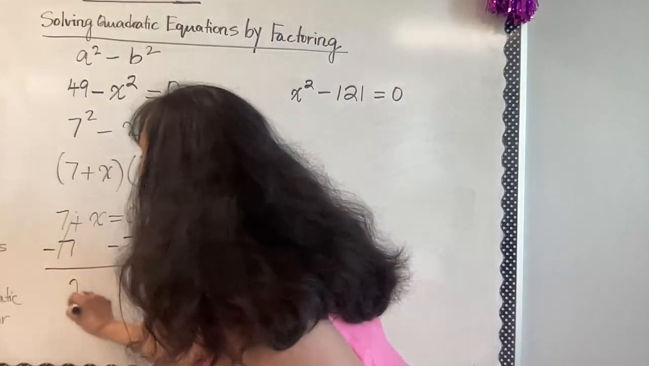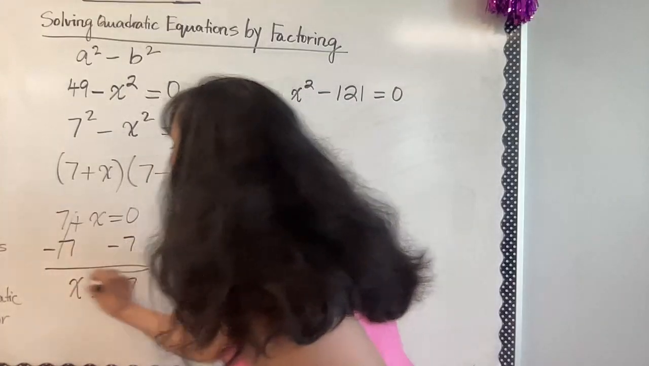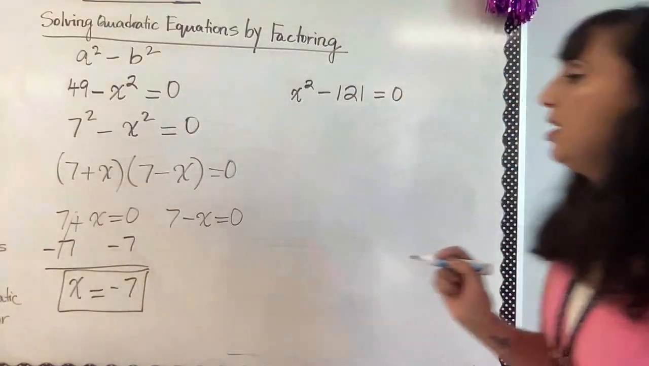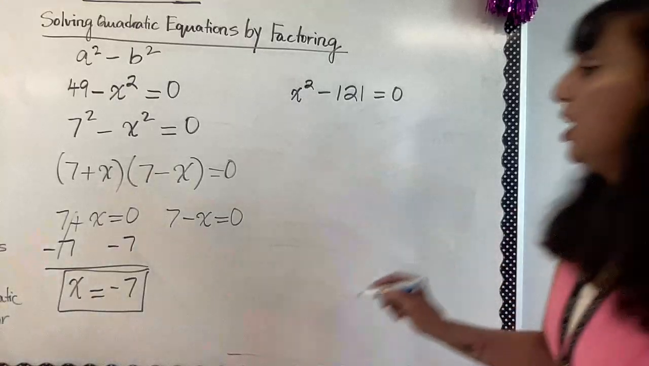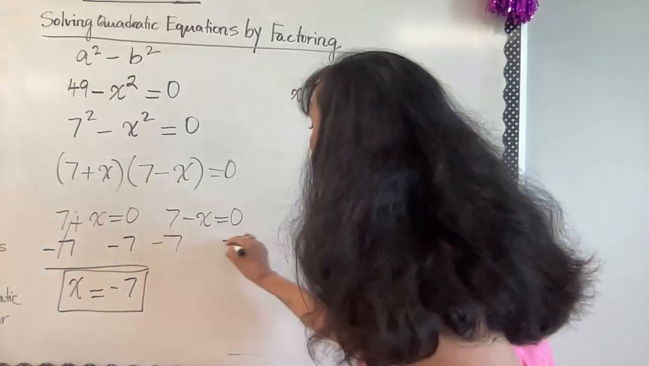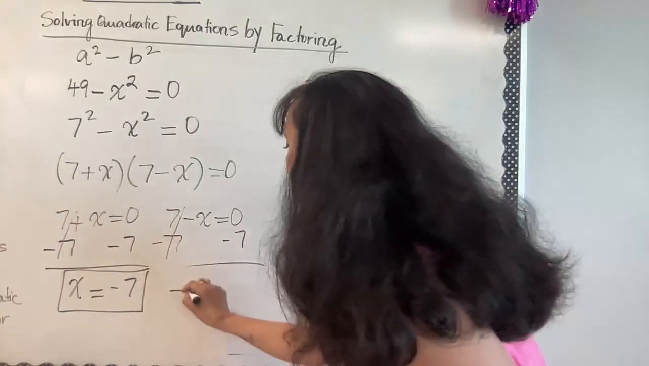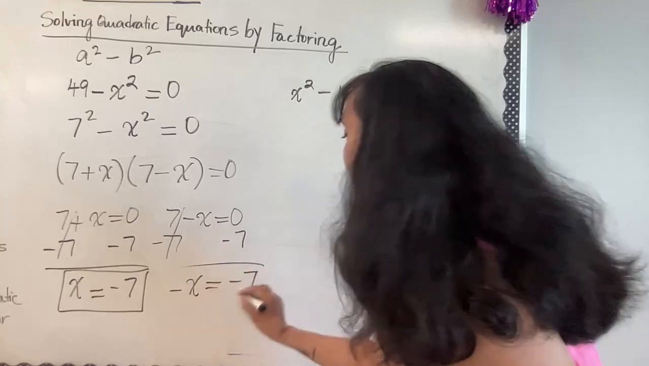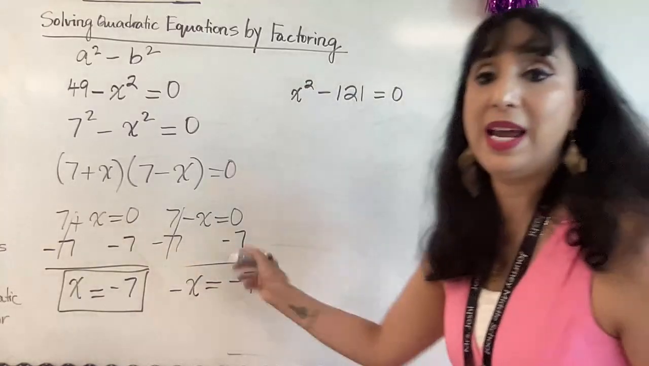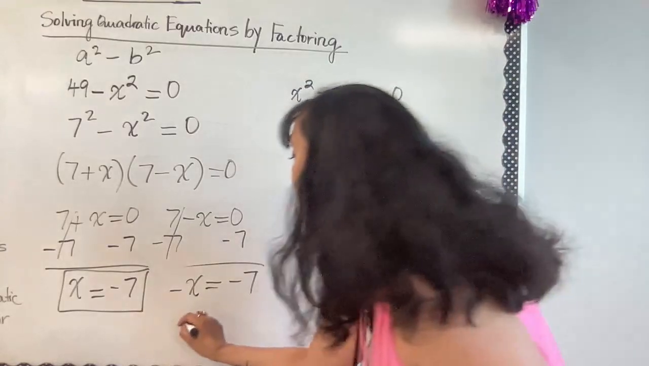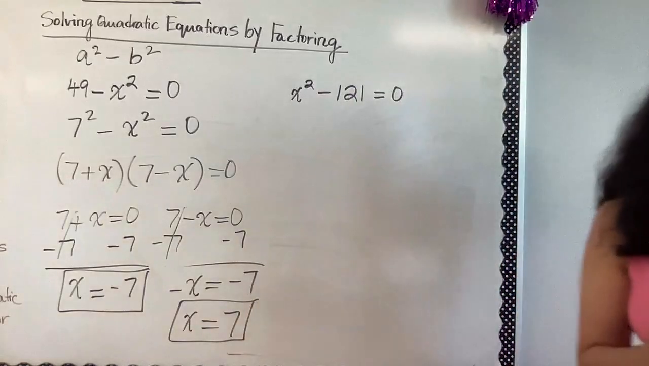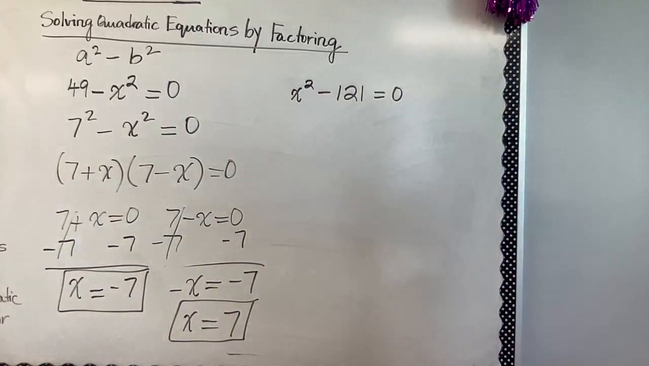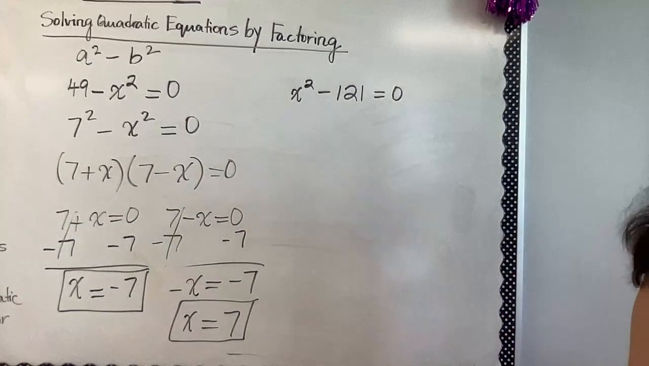And so I have x is equal to negative 7. Here is one solution. And then over here, I'm going to say minus 7, minus 7. That gives me negative x is equal to negative 7. So obviously I'm dividing by negative 1 because that's the coefficient, and I end up with x is equal to 7. So here is my second solution after we simplify it. Okay? Let's do this one really quick.